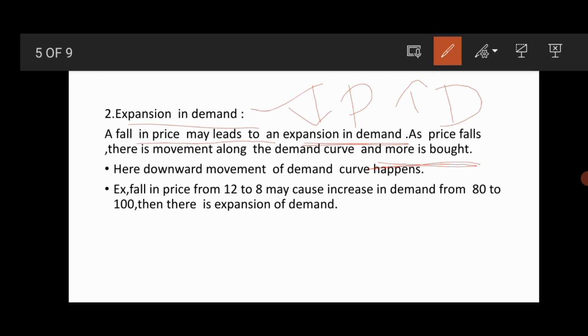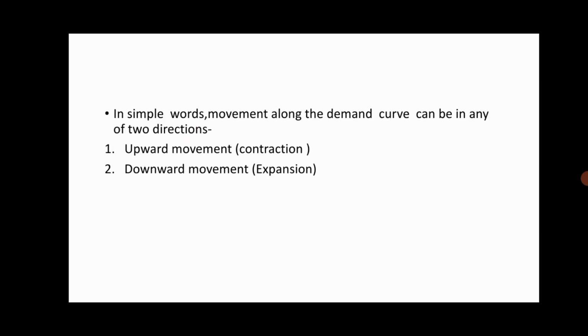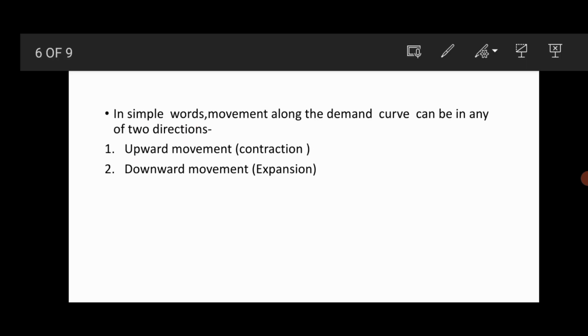A fall in price from 12 to 8 may cause an increase in demand. In the diagram we have already seen that there is a fall in price, and because of that, demand increased to 100. So this is one example of expansion of demand. So in simple words, movement along the demand curve happens in two directions. One is upward movement, another one is downward movement.